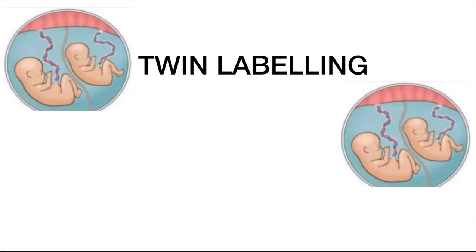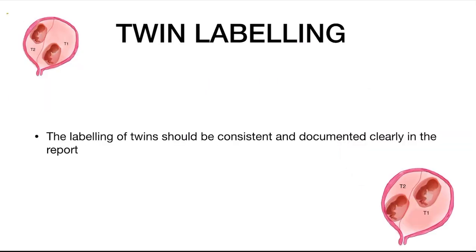Today's topic is twin labeling. It is important so as to ensure that biometric measurements from consecutive longitudinal growth scans are allocated consistently to the same twin at each visit. Twin labeling creates confusion amongst radiologists, gynecologists, and treating neonatologists. So, a reproducible method for antenatal labeling of twins is important in management of all twin pregnancies.